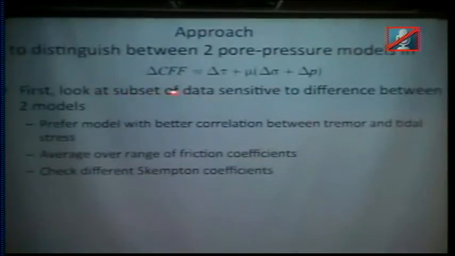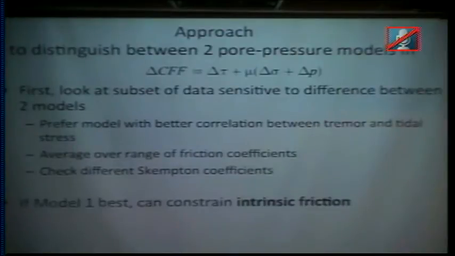So the way to distinguish them, well, maybe this is a little too detailed, but I'm going to focus on just a subset of the data sensitive to the difference between the two models. I need to average over a range of friction coefficients and check different Skempton coefficients. And I'm going to prefer the model which gives me a better correlation between tremor and tidal stress. I know they correlate. Which of those two gives me a better one?